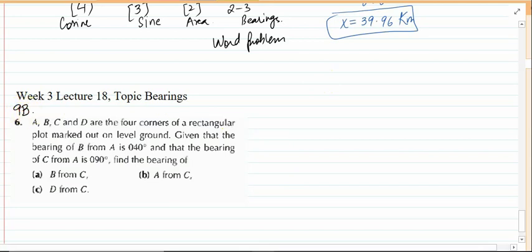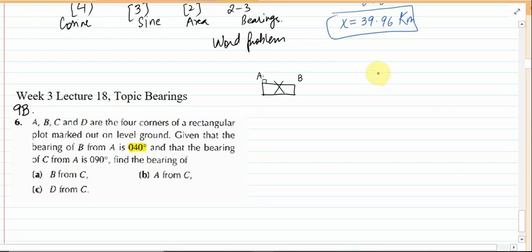right? It says A, B, C and D are four corners of a rectangular plot marked out on level ground. Given that the bearing of B from A is 40 degrees. Now keep in mind we cannot make such a rectangle here, because in this case the angle of B from A would be 90 degrees, so we cannot plot a rectangle like this. It says the bearing of B from A is 40 degrees.